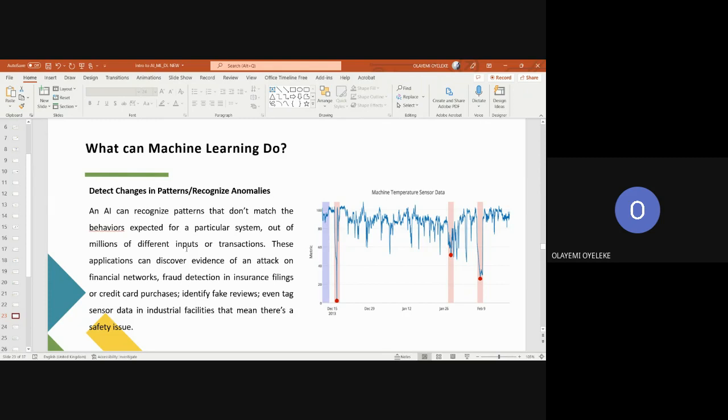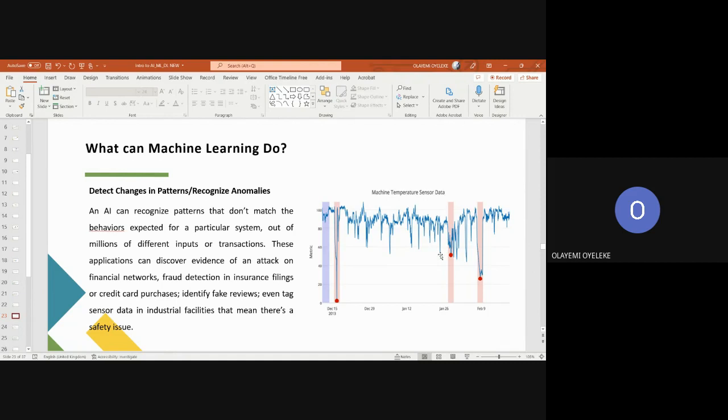Okay. This application can discover evidence of an attack on financial networks. It can be used to detect fraud in insurance filings or credit card purchases. It can identify fake news or fake reviews. It can even tag sensor data in industrial facilities in order to ensure safety. So all this falls under anomaly detection.